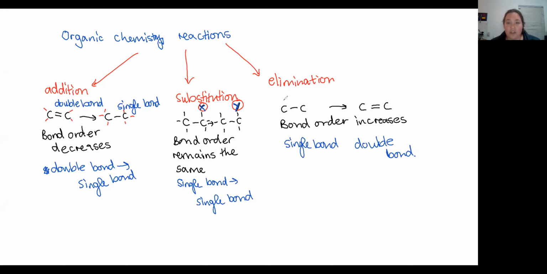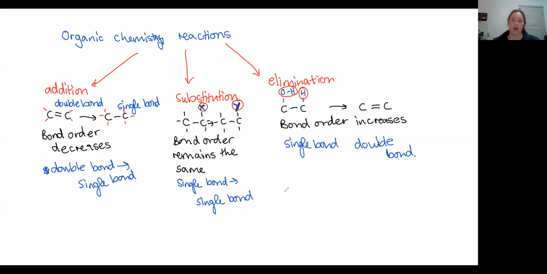Something was taken out. Usually with elimination, we have to remove a hydrogen, and on this carbon, we either have a halogen, which we often represent with the letter X, or we have a hydroxyl group in the case of an alcohol. But usually the rule is, and this isn't really the terminology we use in matric, you have a leaving group and you have a hydrogen.